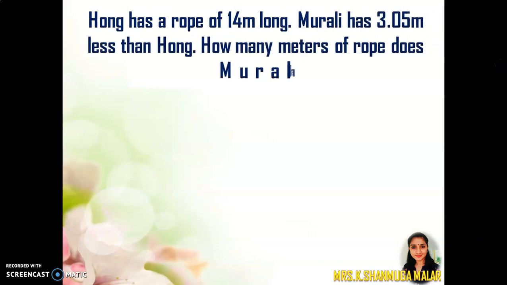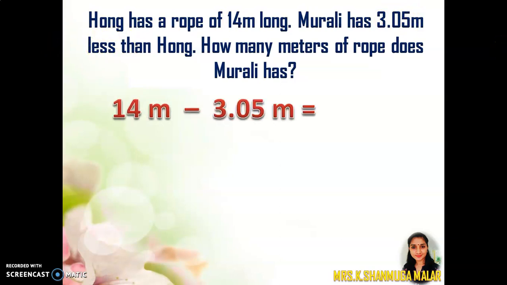Let us see the last example. Hong has a rope of 14 meter long. Murali has 3.05 meter less than Hong. How many meters of rope does Murali have? In this question, they didn't give the actual meter of rope that Murali has, but they said Murali has less. So we must use subtraction. 14 meter minus 3.05 meter.